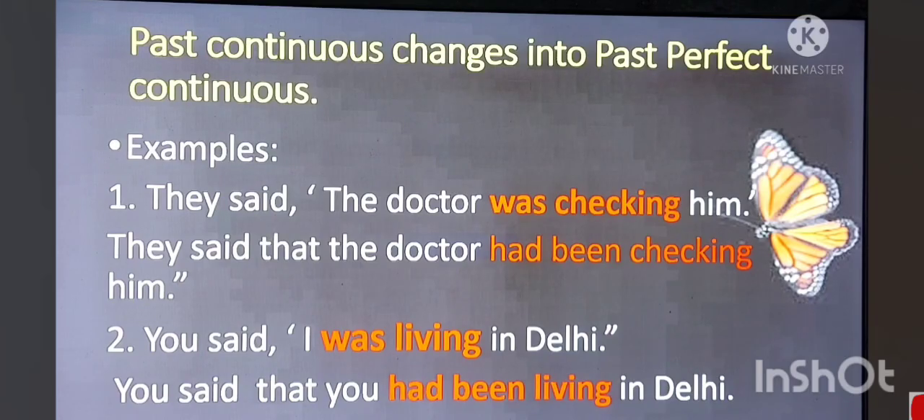Example number 2. You said, "I was living in Delhi." Answer. You said that you had been living in Delhi. Was living, past continuous, changes into the past perfect continuous had been living. And so the past continuous tense changes into the past perfect continuous.